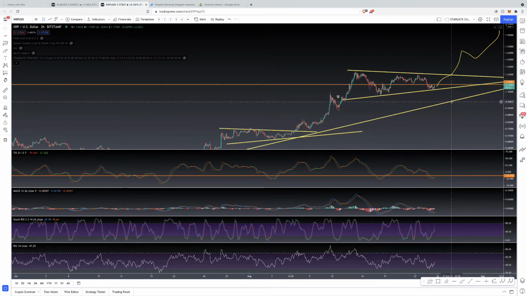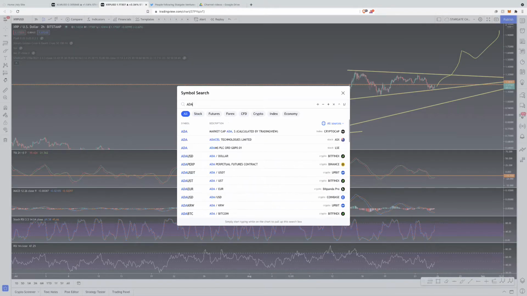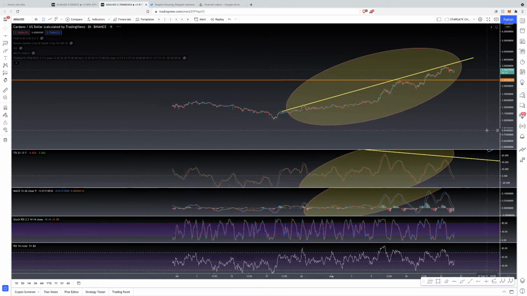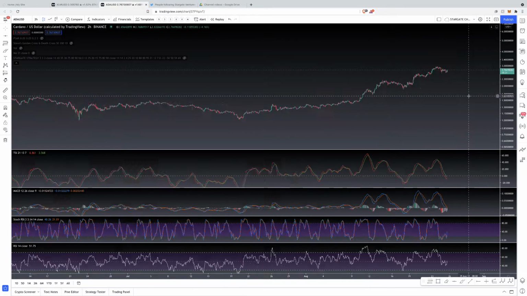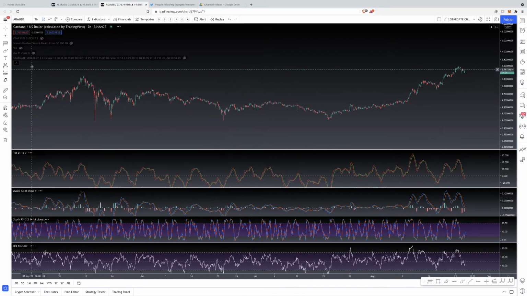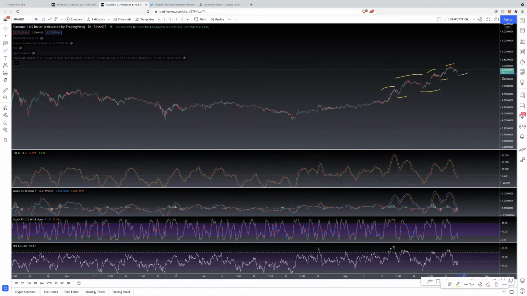So XRP looking good. Ethereum looking like it's recovering. Bitcoin looking like it's recovering. We'll go to ADA. Right now it's looking like Cardano is recovering as well. Cardano's holding up in this higher high, higher low, higher high, higher low, higher high, higher low. Nothing to worry about at all.